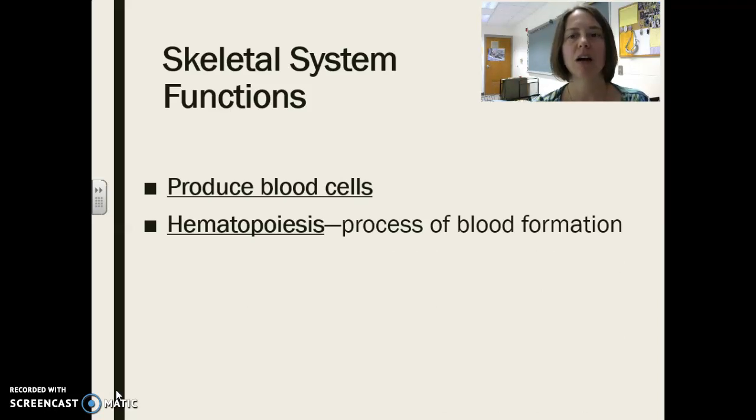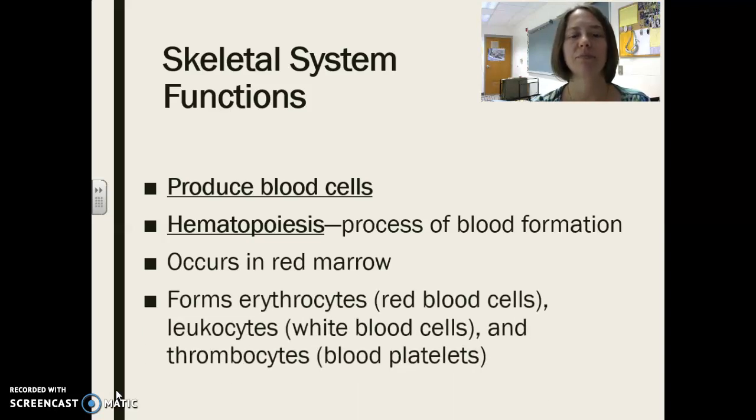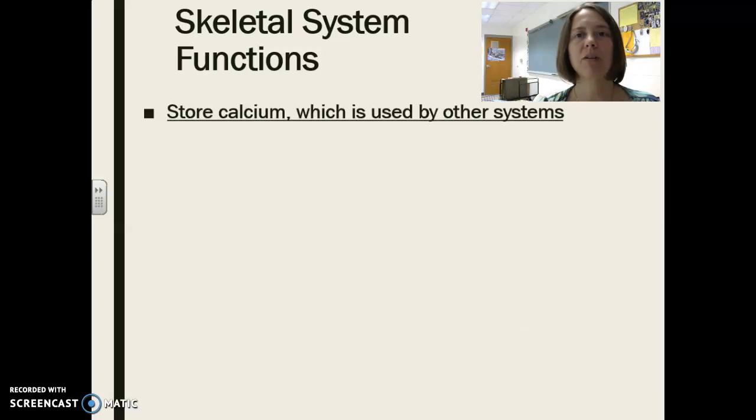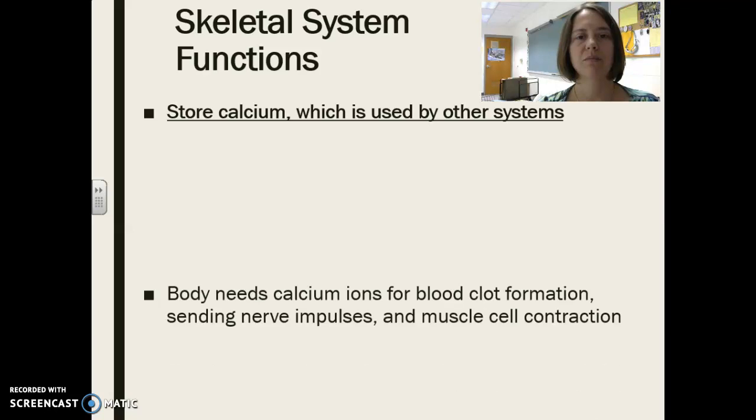Hematopoiesis is the process of blood formation, and this occurs in red marrow, which again is found in spongy bones in the epiphysis. So hematopoiesis forms erythrocytes, which are red blood cells, leukocytes, which are white blood cells, and thrombocytes, which are blood platelets. The fifth and final skeletal system function we're going to talk about is that it stores calcium, which is used by other systems.